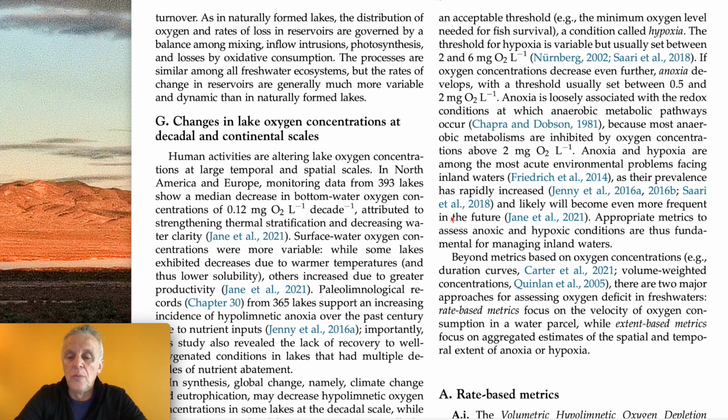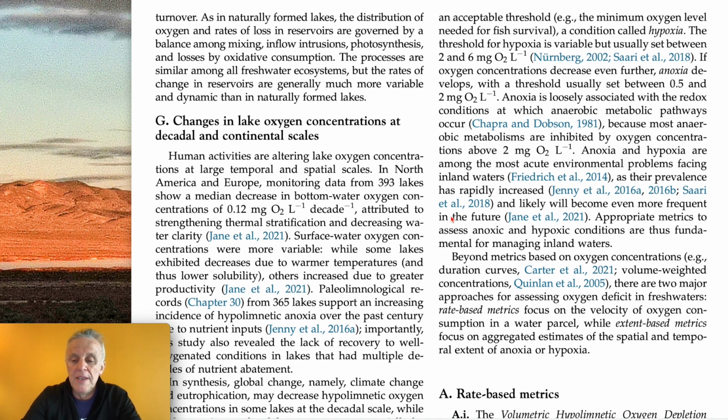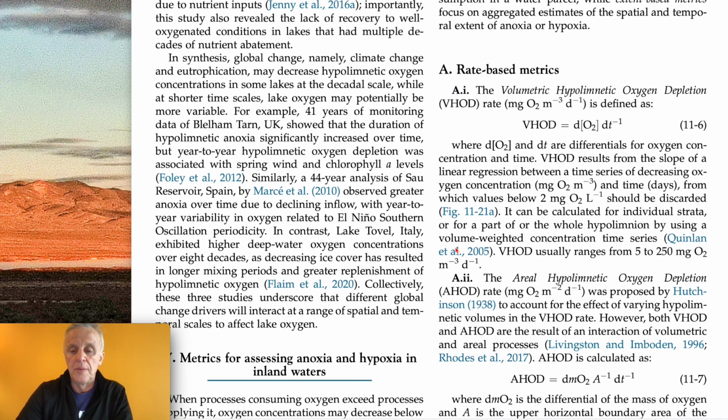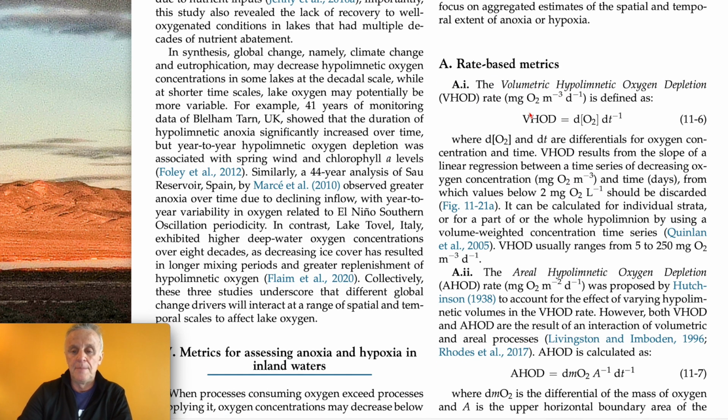Anoxia and hypoxia are among the most pressing environmental problems facing inland waters, as their prevalence has rapidly increased and likely will become even more frequent in the future. Appropriate metrics to assess anoxic and hypoxic conditions are thus fundamental for managing inland waters. Beyond metrics based on oxygen concentrations, there are two major approaches for assessing oxygen deficits in fresh water. Rate-based metrics focus on the velocity of oxygen consumption in a water parcel, while extent-based metrics focus on aggregated estimates of the spatial and temporal extent of anoxia or hypoxia. Here, we'll pick it up tomorrow at rate-based metrics.